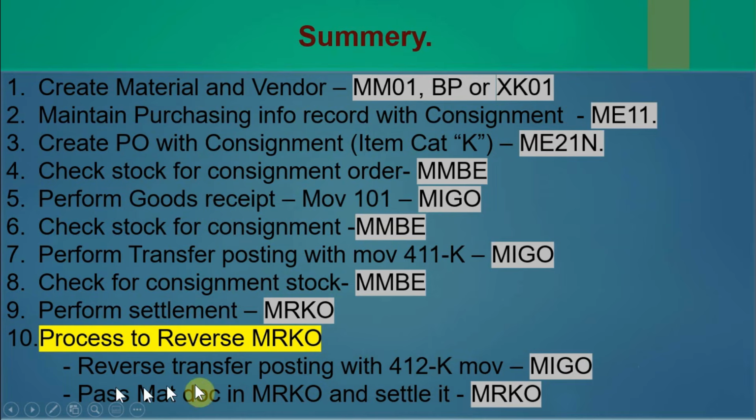So that's it, nothing else. It's very simple. It's the similar way, but just use movement type 412K. So what you will do exactly, you will do point number 7 and 9, but the movement type should be 412K instead of 411K. So that's it. This is how we have seen the complete consignment process.